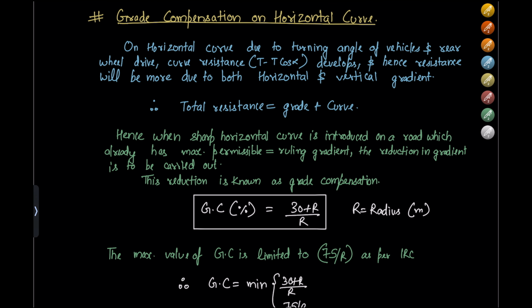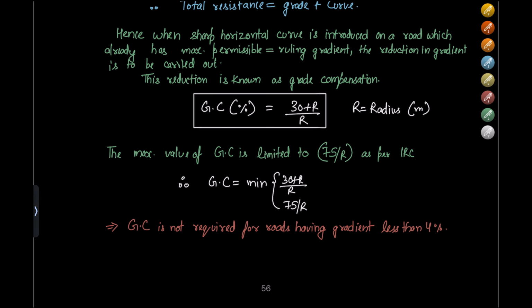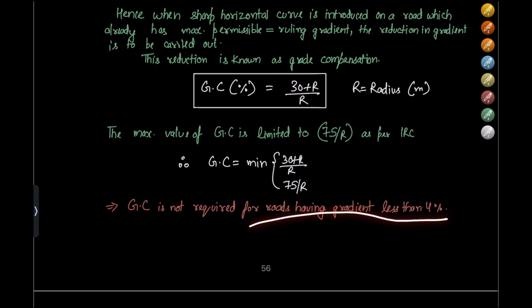This reduction is known as grade compensation, which is equal to (30 plus R) divided by R, where R is equal to radius in meters. The maximum value of grade compensation is limited to 75 divided by R as per IRC. Therefore, grade compensation is basically the minimum value of these two values, (30 plus R) upon R and 75 divided by R. Grade compensation is not required for roads having gradients less than 4%.